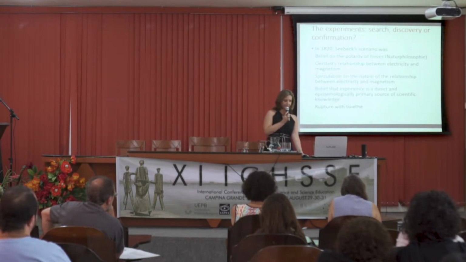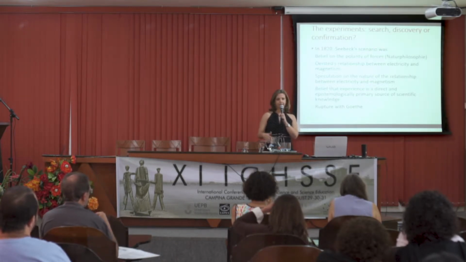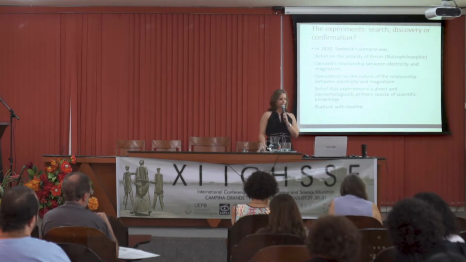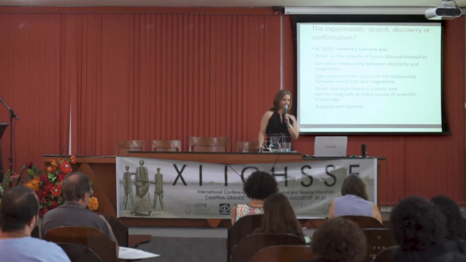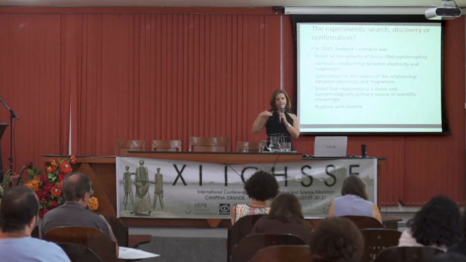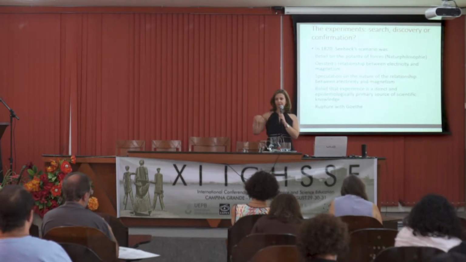So Ørsted, influenced by this, was one of the scientists that believed in nature philosophy, and Ritter also, and Seebeck knew all these people, met all these people. And in 1820, Ørsted discovered the relationship between electricity and magnetism. And after Ørsted's discovery, he did a long travel through Europe, disseminating his ideas.